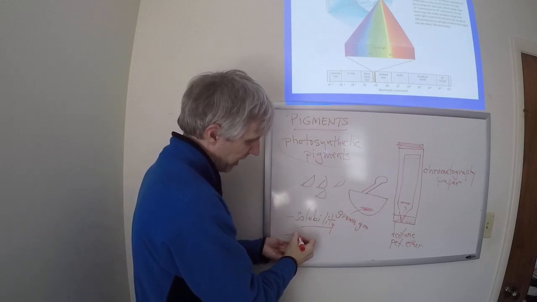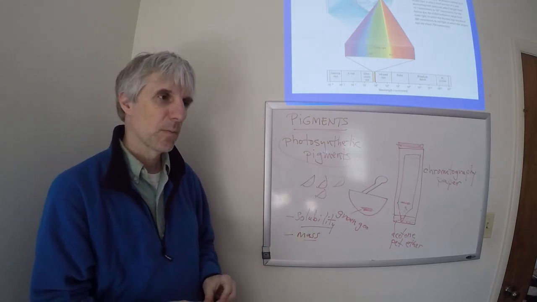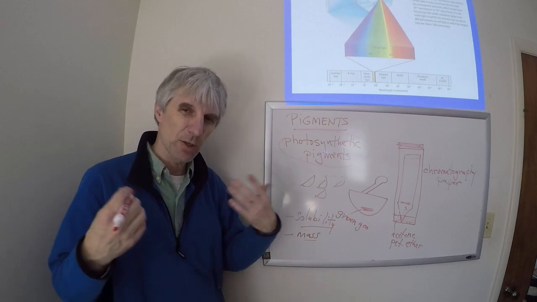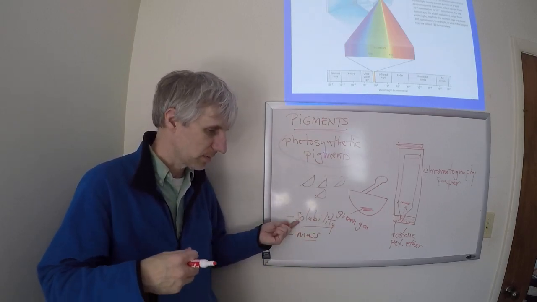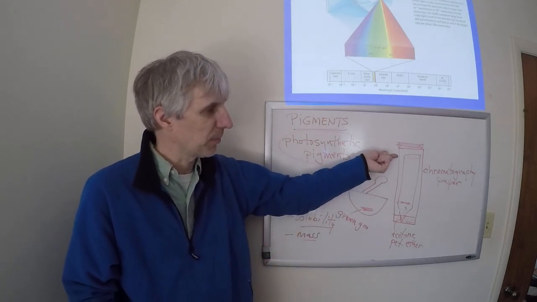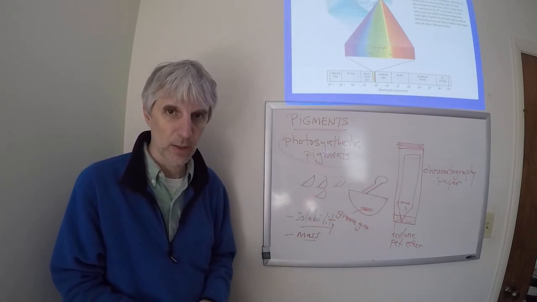And then the other thing is the mass of the pigment. More massive pigments would move more slowly, lighter pigments would move more quickly. So a molecule that's low weight, high solubility would be up here, low solubility, big mass would be down here.